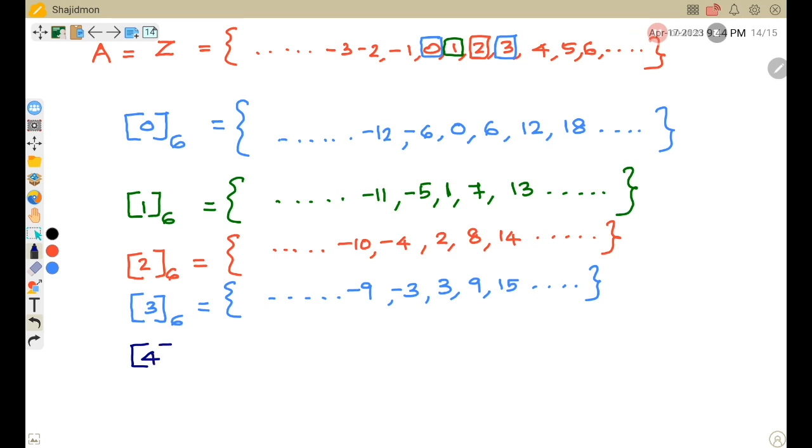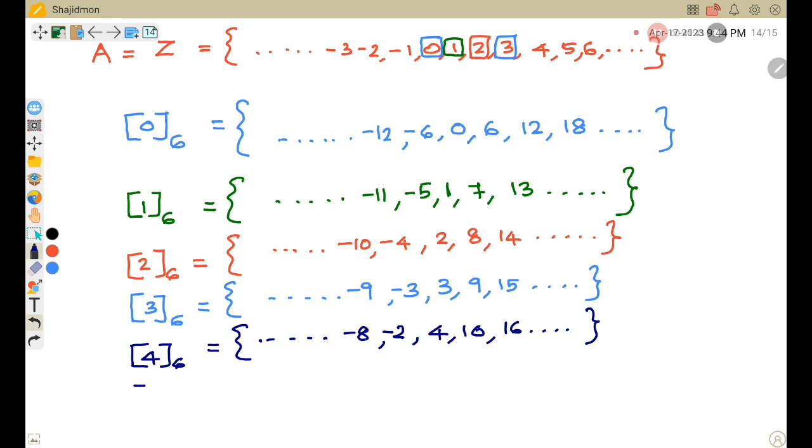Congruent class 4 under modulo 6, the middle number is 4. 4 plus 6 is 10, 10 plus 6 is 16, like this continuing. Then in the left part, 4 minus 6 is minus 2, minus 2 minus 6 is minus 8.